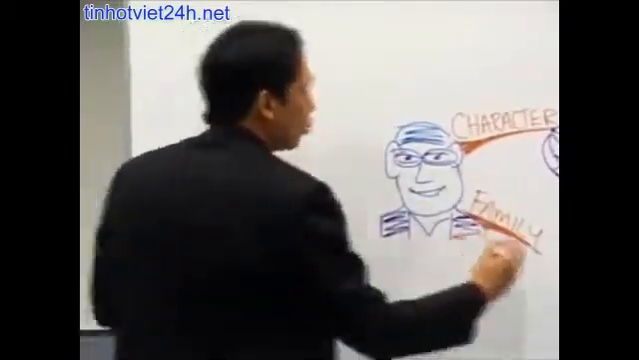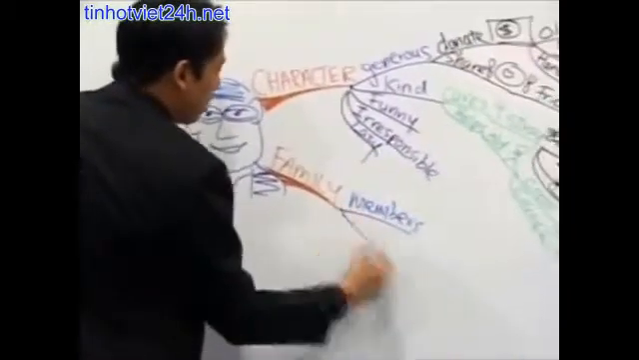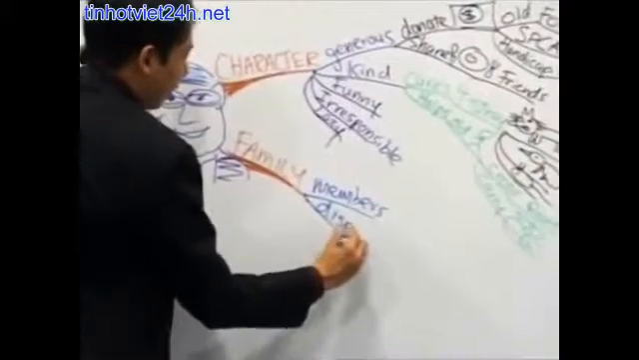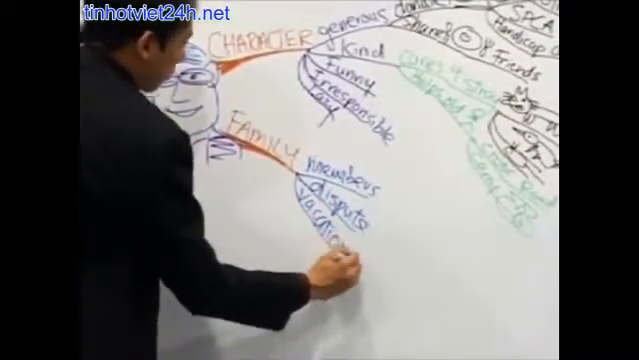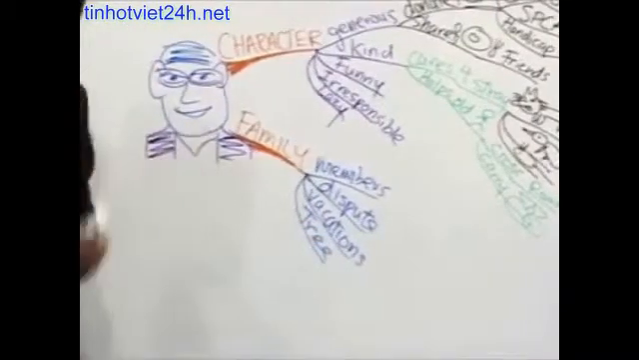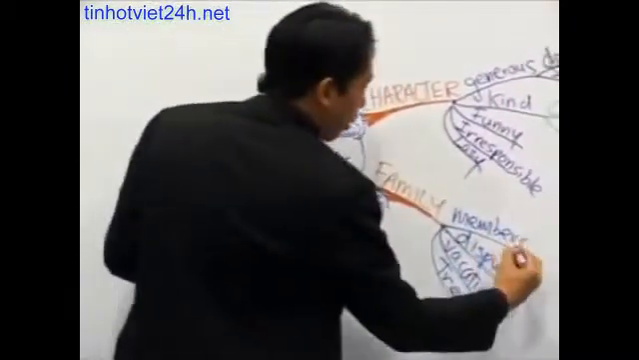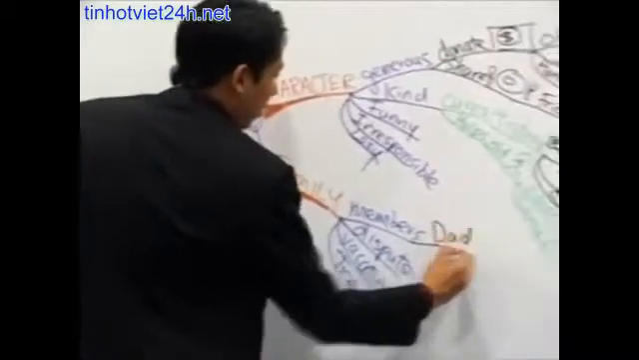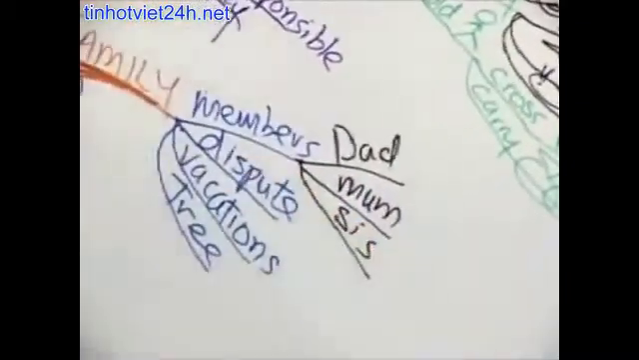For example, under family, you could talk about family members, family disputes, family vacations, family tree, right? These are all possible major main points. So again, under family members, could you further branch it out? Yeah, you could further branch out members into dad, mom, sis, right? So again, under dad, could you branch into more details?